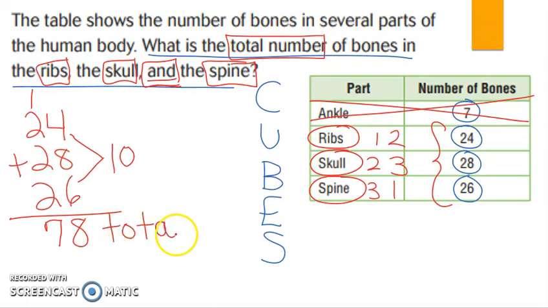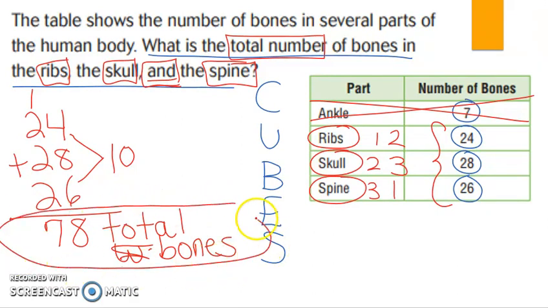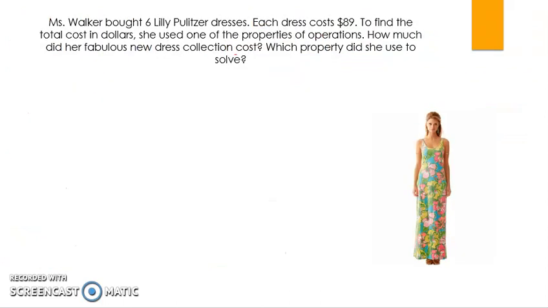And remember, because we are doing a word problem, we want to make sure that you are always adding on what they are asking. So in this case, it is total bones. Now you have completed the S portion of CUBES, which is to solve the problem. Let's go on to another example.